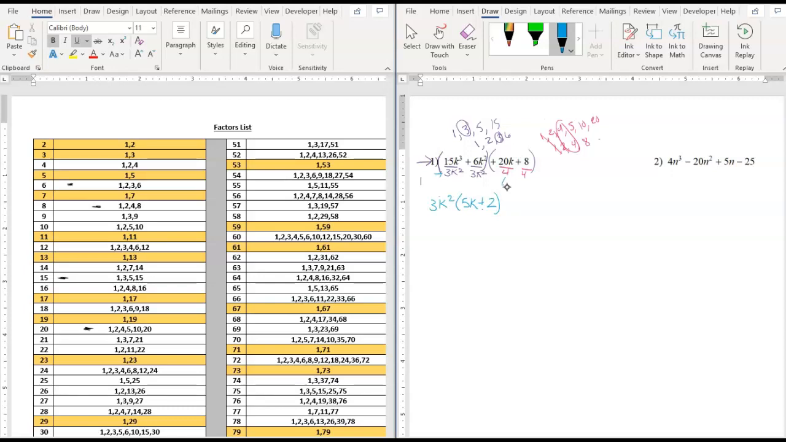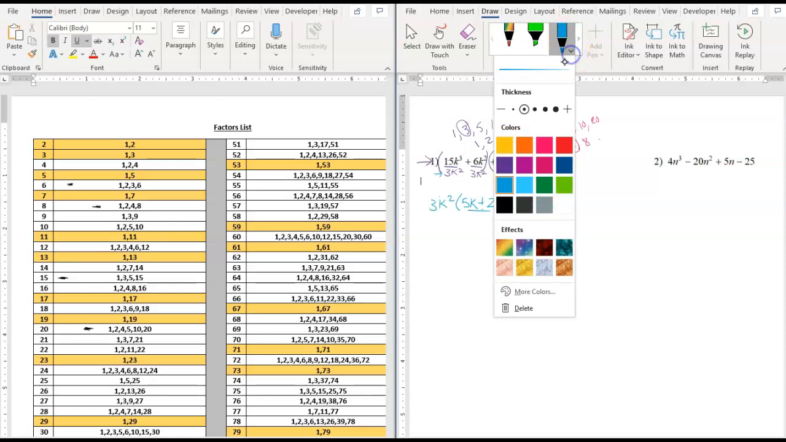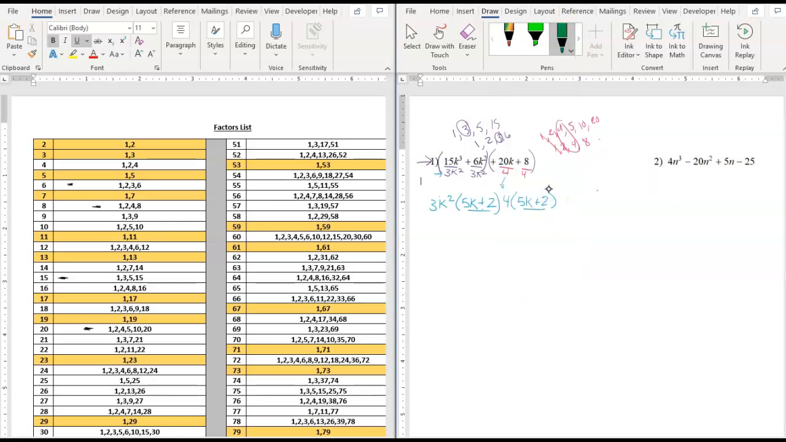Next, I write this 4 that I divided out. And then I start a parenthesis. 20 divided by 4 is 5. There's also a K. And then 8 divided by 4 is 2. At this point, I should see that my parentheses are equal. They're the same. So I did it right.